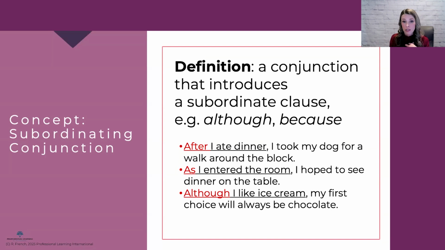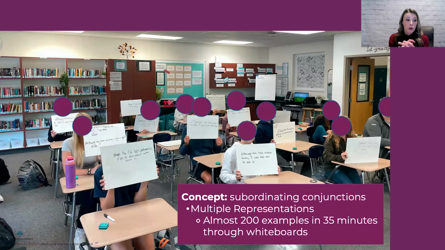I knew that still wasn't enough for my students, so we played with whiteboards. Students identified a noun, wrote it on a slip of paper, and placed it in a basket. I drew the noun, and that was the subject of the sentence. Then I provided a subordinating conjunction, and they practiced writing sentences. They were able to look around and see the comma placement. I was really emphasizing, where does the comma go in this sentence? In that 35 minutes, we had like 200 examples.